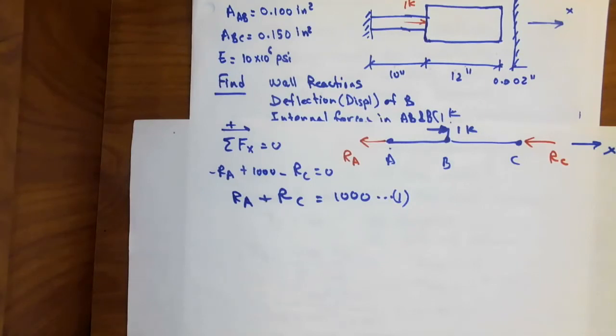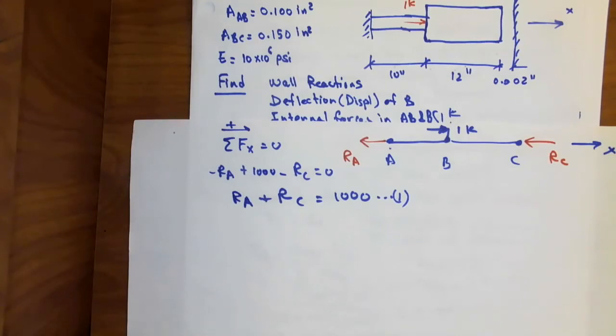Areas is different. The length is different. In other words, the stiffness is different. So how is this going to be governed? First of all, mathematically, I need an additional equation. Where is this additional equation going to come from? Displacement of B. What is it that we are trying to make sure is respected?